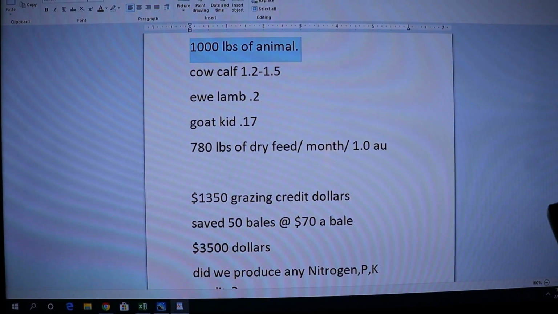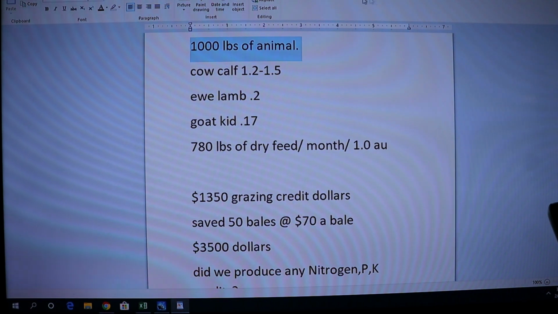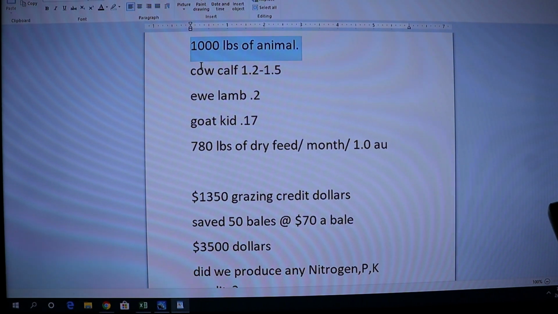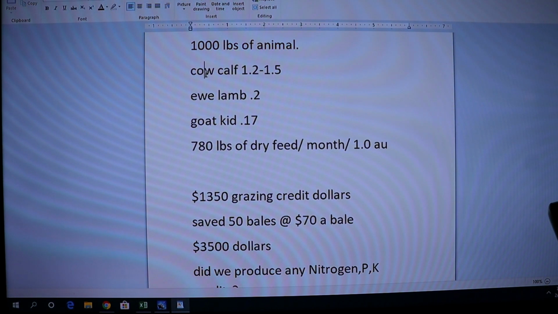Animal unit monthly, it's based off of 1,000 pounds of animal. So when we get to a cow-calf pair, it's 1.2 to 1.5. An ewe-lamb pair would be a 0.2. A goat and a kid would be a 0.17. An 800-pound calf would be a 0.8. So it's pretty simple based off that 1,000 pounds. We jump down.